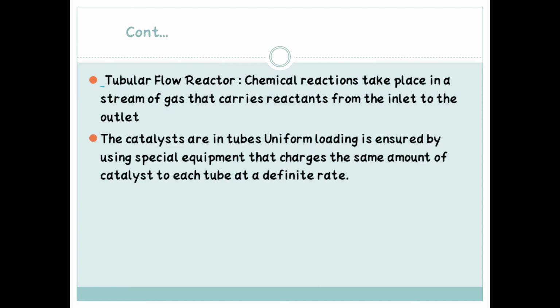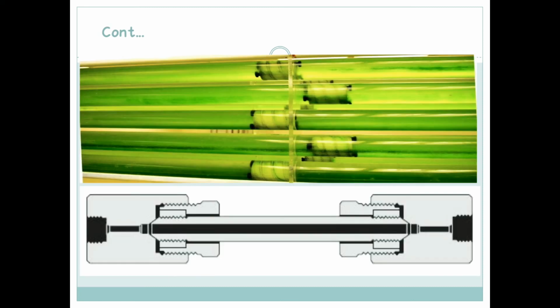The tubular flow bioreactor is a chemical reactor where the reaction takes place in a stream of gas that carries reactant from the inlet to outlet. The catalysts are in tubes. Uniform loading is ensured by using special equipment that charges the same amount of catalyst to each tube at a definite rate. This is the image of a tubular bioreactor.